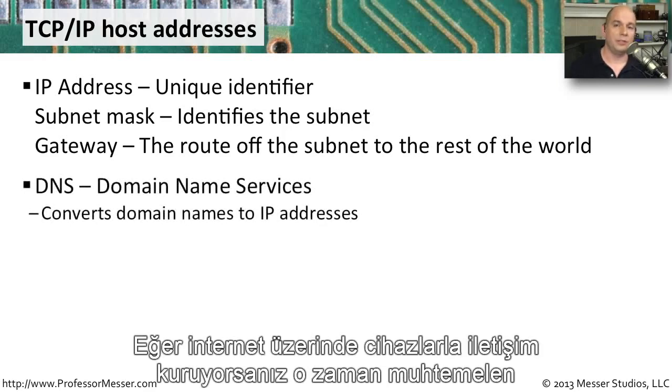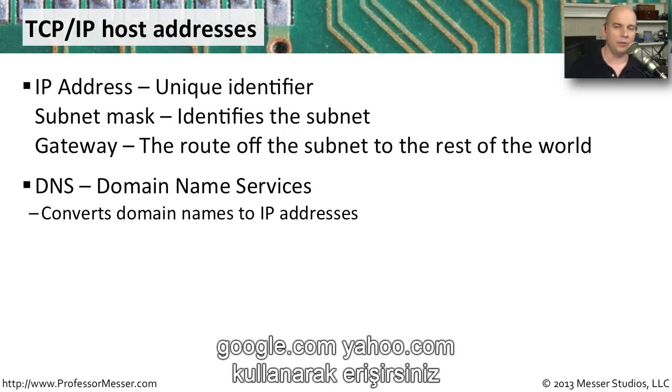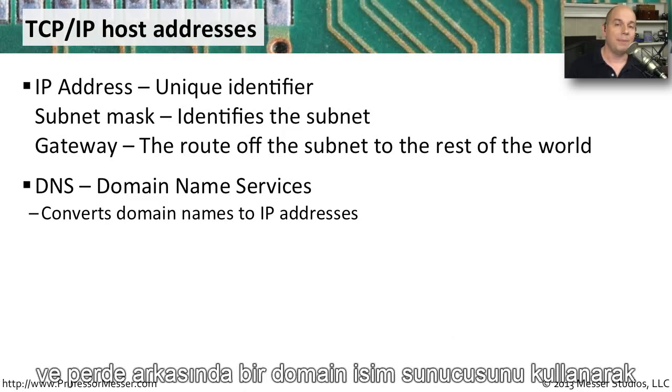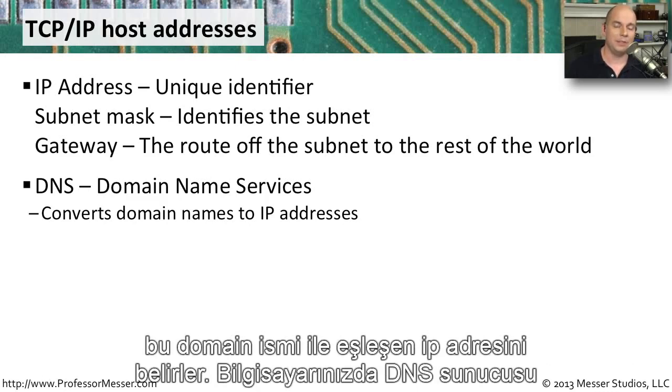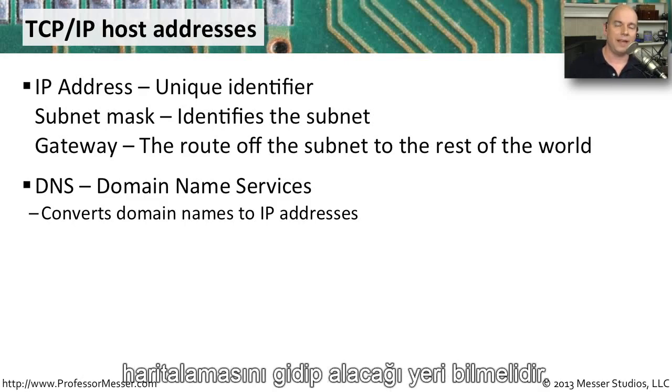If you're also talking to devices on the internet, then you're probably accessing them with a name. You're probably accessing google.com or yahoo.com. Well, obviously, we don't have an IP address for those. We simply type in google.com, and behind the scenes, your computer determines what IP address that happens to be matched with by accessing a domain name server. That DNS server has to be configured in your computer so that it knows where to go and receive that mapping of name to IP address.